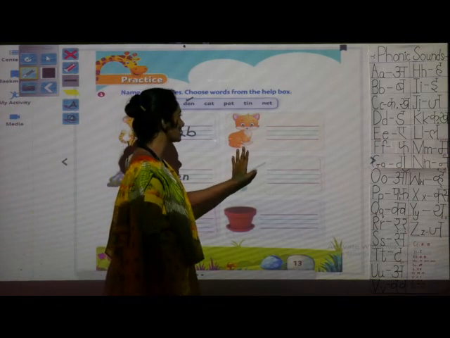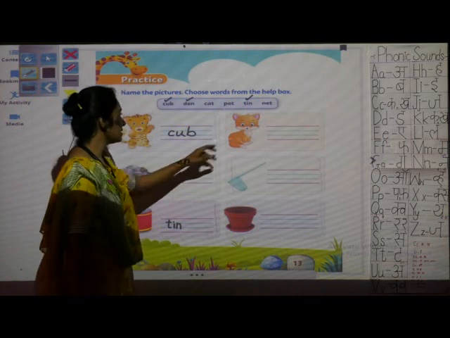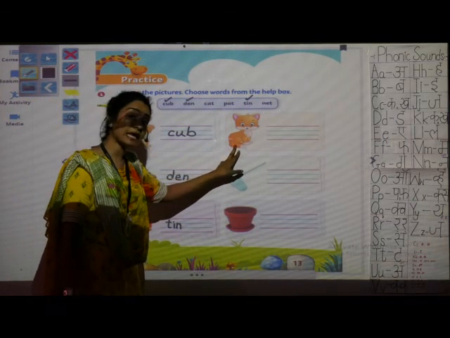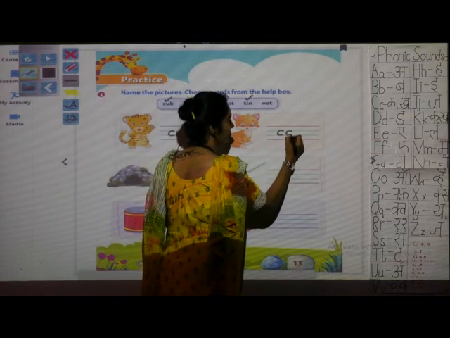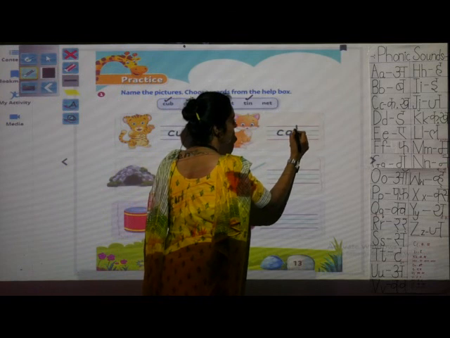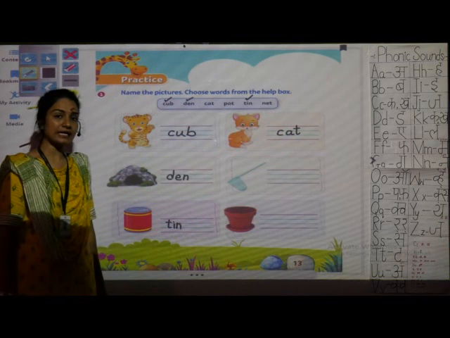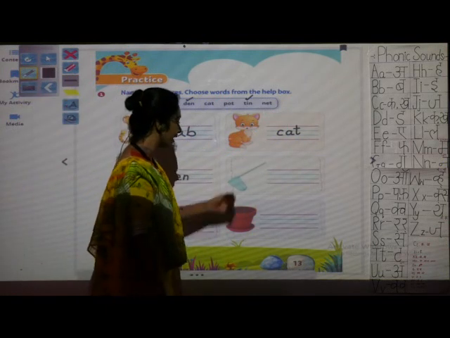Which picture is this? Mark here, below the tin. Is this a cat? Is this a pot? Or is this a net? C-A-T, cat. Very nice. So write here, C-A-T, cat. Say C-A-T, cat. Come to next picture.